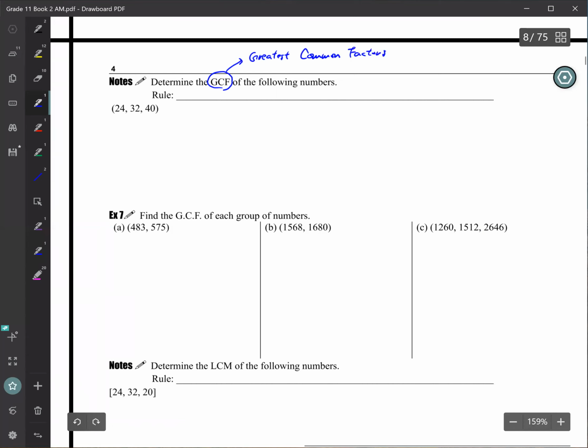Okay, so first thing I would like you guys to find the prime factors first, okay, for each one of them. For 24, for 32, and 40. Okay, and once you finish that, you can raise your hand.